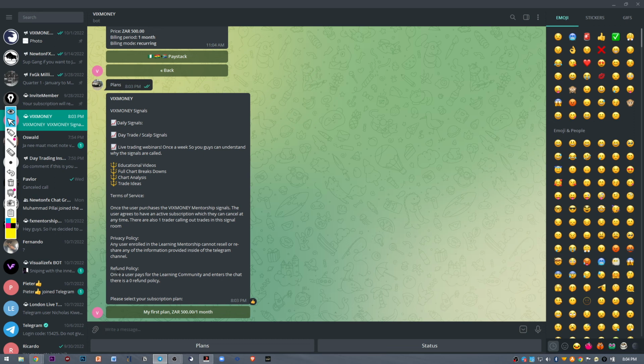So how do you sign up? When you click on that link in the description, it will take you to this group. This bot called VIX Money. Then you can see my first plan. This is basically the first plan. Guys, this is basically a discount. I was asking 1,500 rand when I was doing signals, but now I decided no, I want to help a few people, so that is why I say okay, 500 bucks will work, because everybody must have 500 rand. So we just come to this thingy here where you can see my first plan.